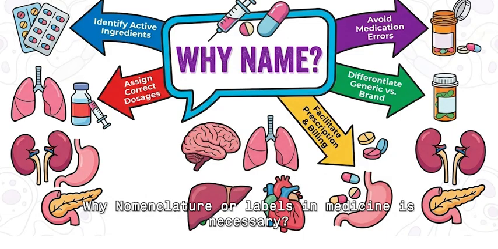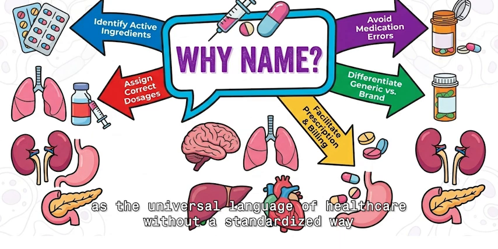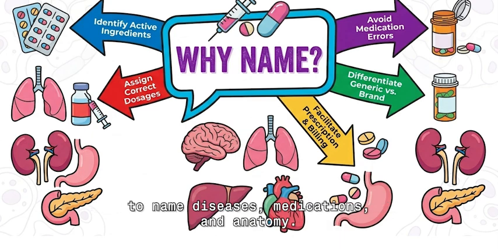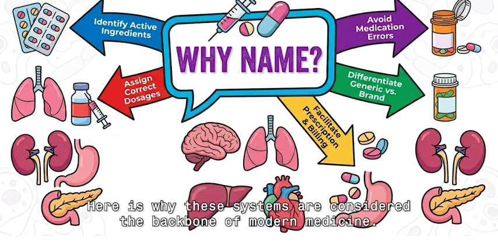Why nomenclature or labels in medicine is necessary. Medical nomenclature and labeling systems serve as the universal language of healthcare. Without a standardized way to name diseases, medications, and anatomy, the margin for error would be catastrophically high. Here is why these systems are considered the backbone of modern medicine.